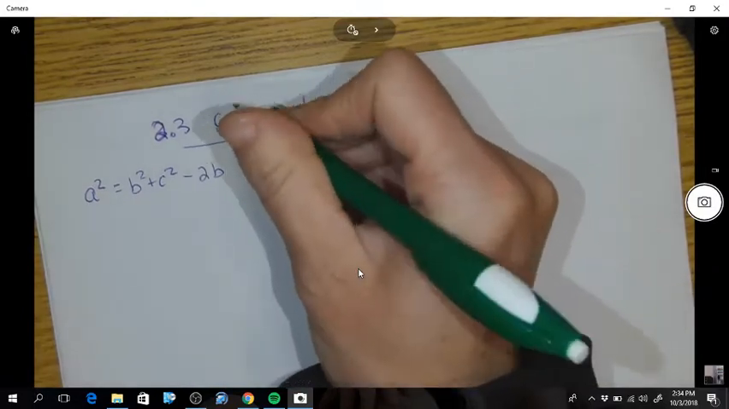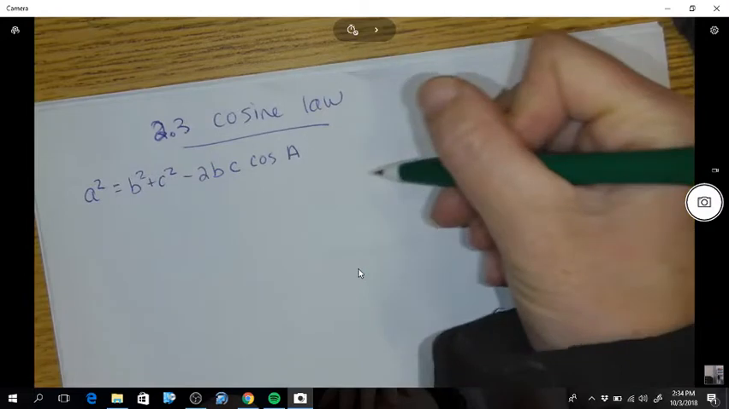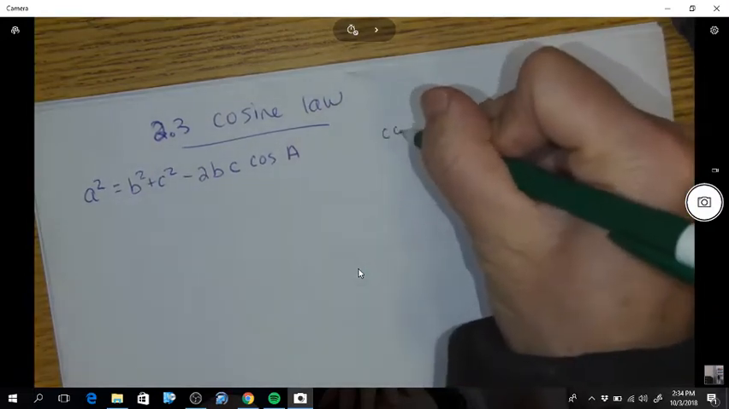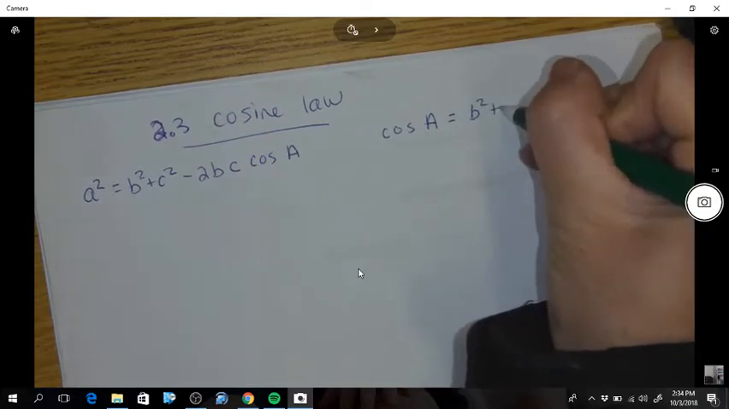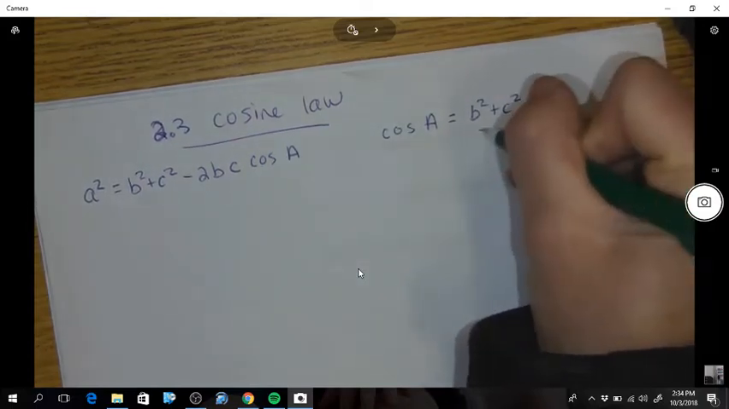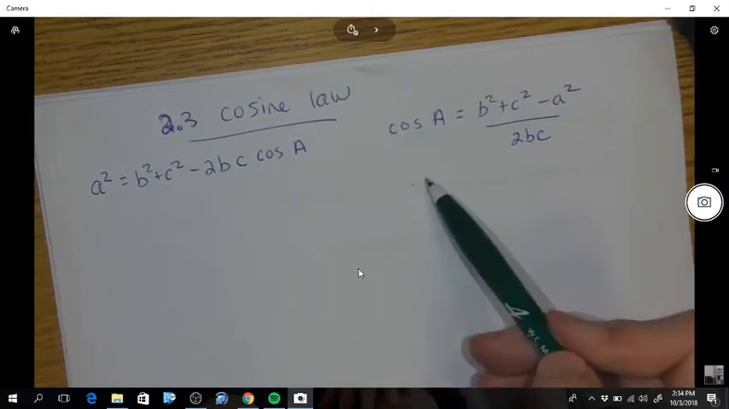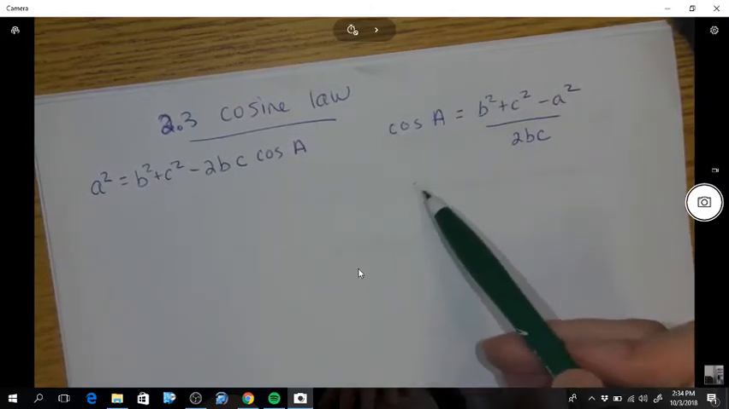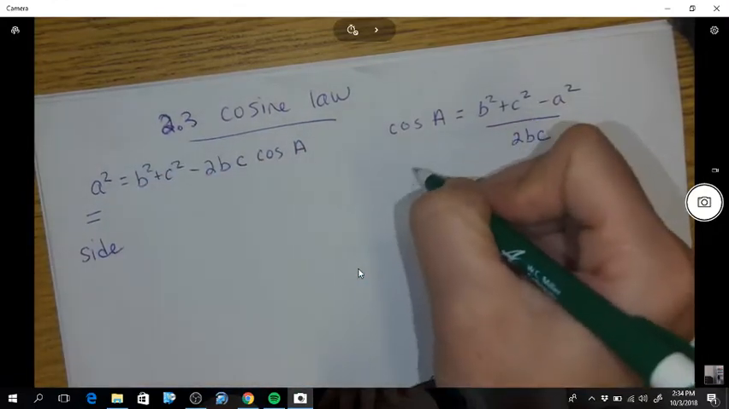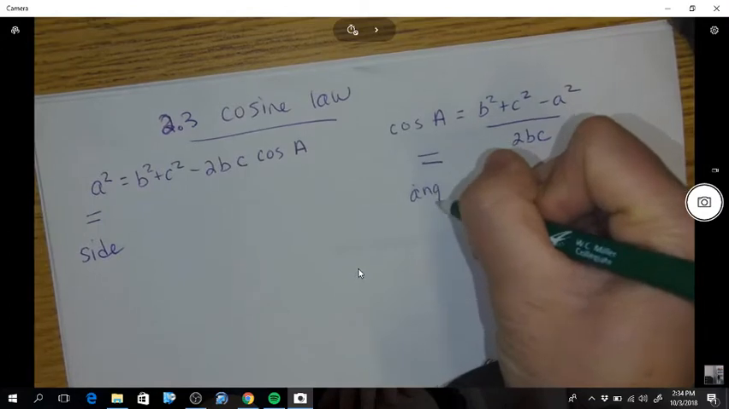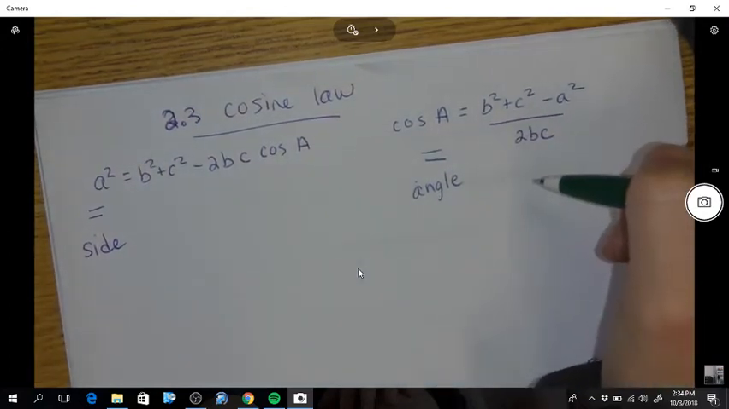So a squared equals b squared plus c squared, subtract 2bc cosine a. The other formula on your formula sheet is cos a equals b squared plus c squared minus a squared over 2bc. Okay, this is the same formula. It's just rearranged so that this one can solve for a side, and this one would be if you're solving for an angle. It's already done the algebra of solving it for you.